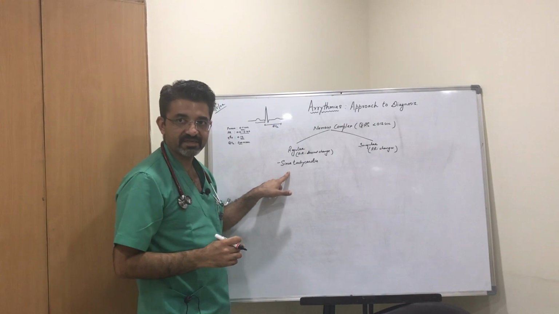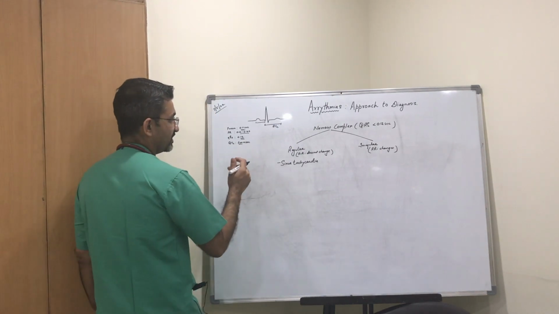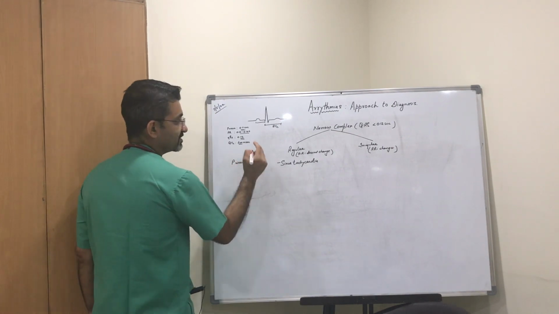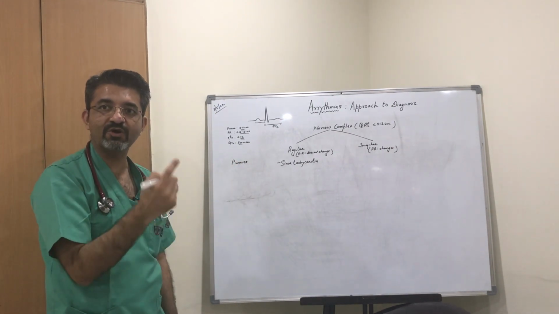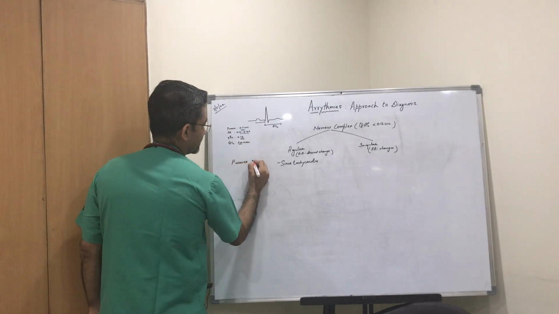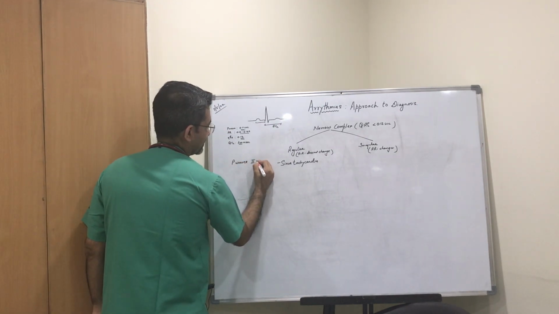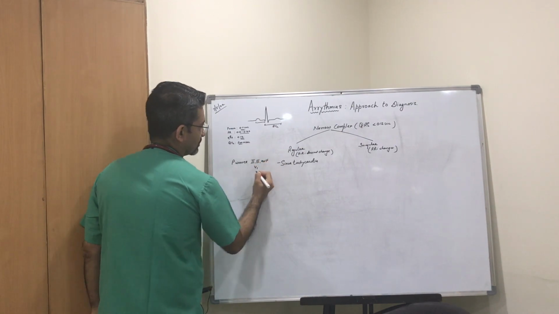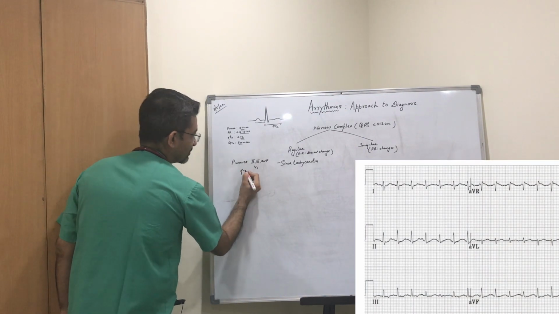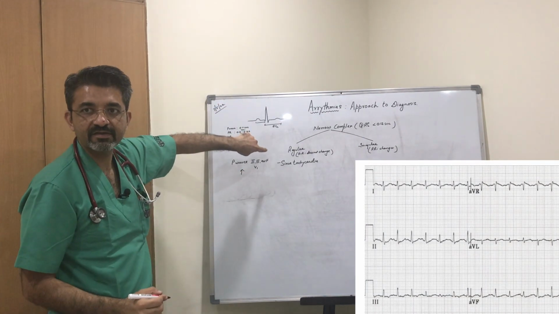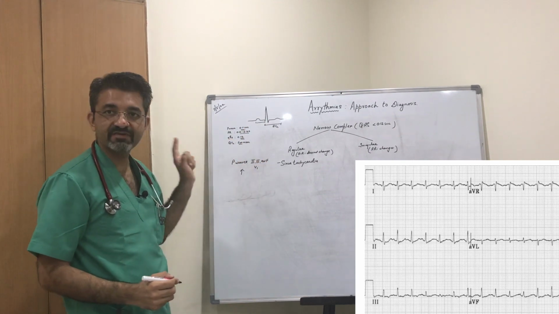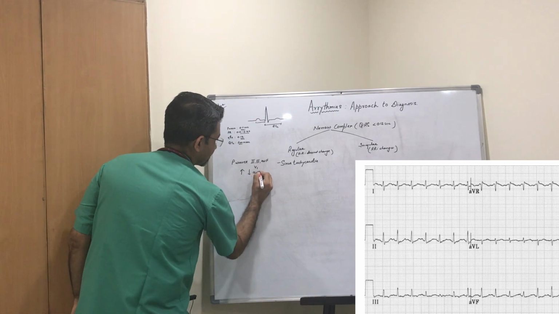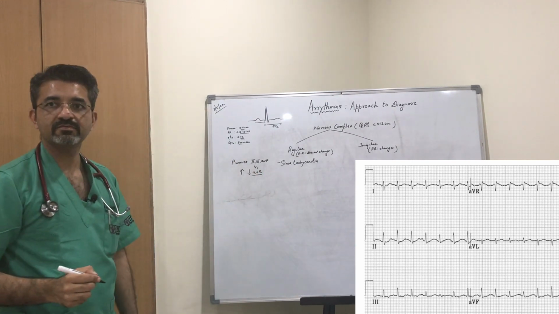How do we identify sinus tachycardia? We identify it by looking at P waves. We have to know that this is sinus tachycardia, not some other type of tachycardia. So how do you know? You see P waves in lead 2, lead 3, lead AVF and V1. They should be upright in lead 2, 3, AVF and V1, and they should be inverted in lead AVR.